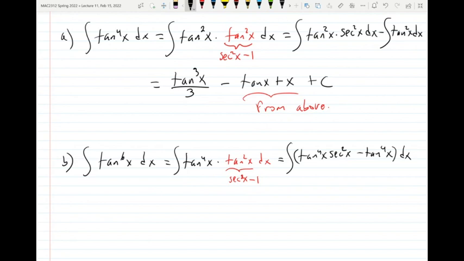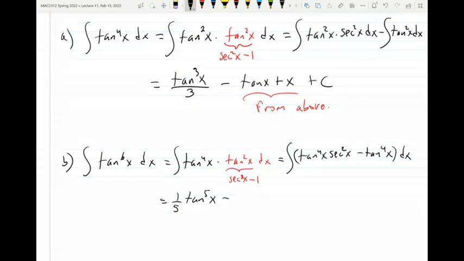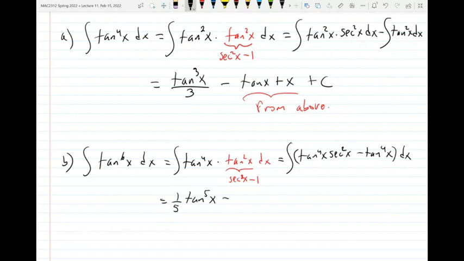So there are two integrals here. Do we know how to do the first one? Yeah. So what is it? Tangent to the 5th over 5. And then minus, what's the other one? Tangent to the 4, but we already have it, so let's put it there.